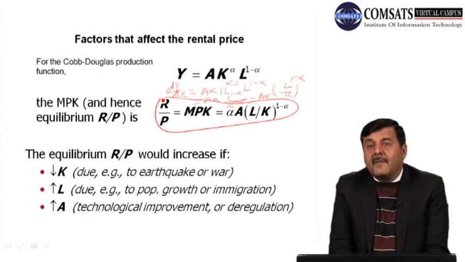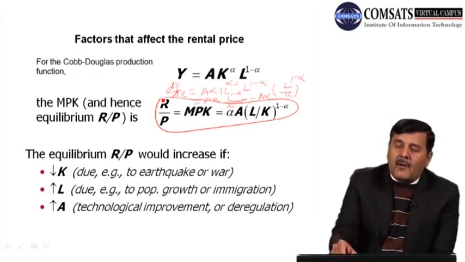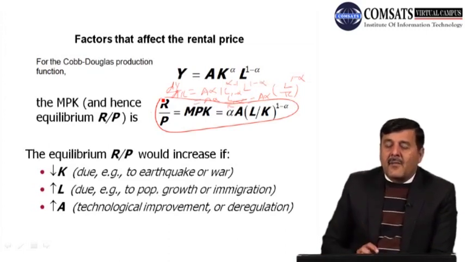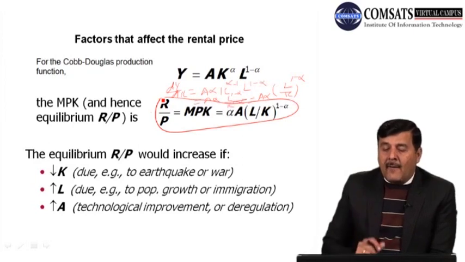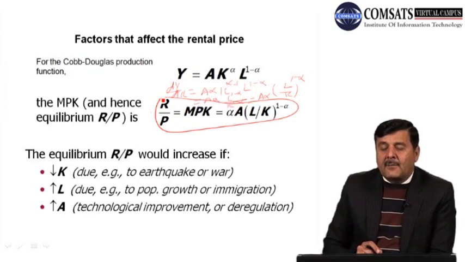So what will happen? The real rental price of capital will go up. And similarly, if labor increases due to population growth, तो लेबर में जब इजाफा होगा तो ये जो कंपोनेंट L ओवर के इसमें इजाफा हो जाएगा, तो ओवरऑल रियल रेंटल प्राइस कैपिटल की क्या होगी, बढ़ जाएगी। तीसरा जो फैक्टर जो कि इफेक्ट कर सकता है रियल रेंटल प्राइस को, वो है A, the level of technology.